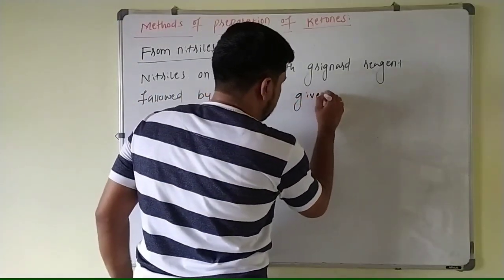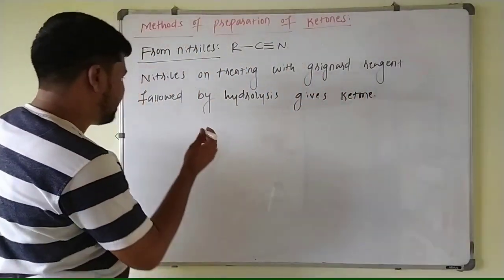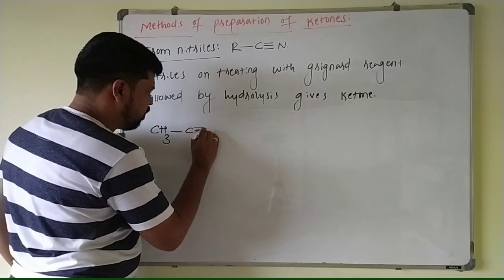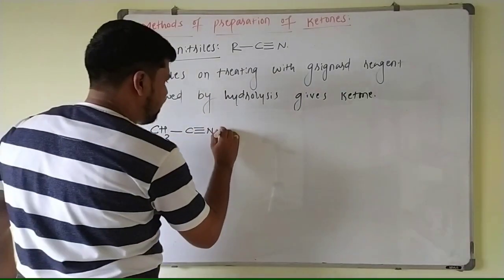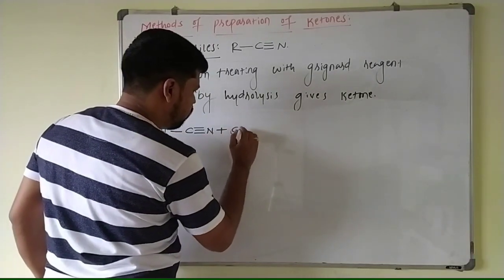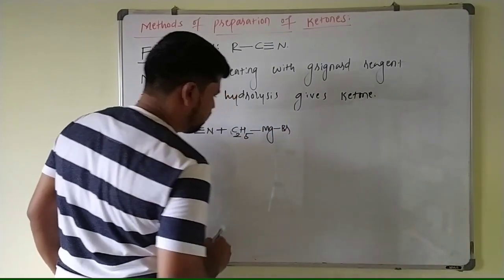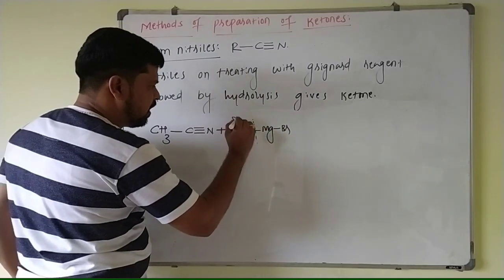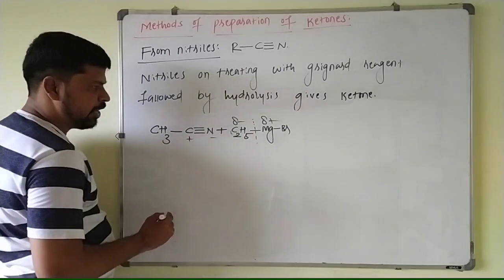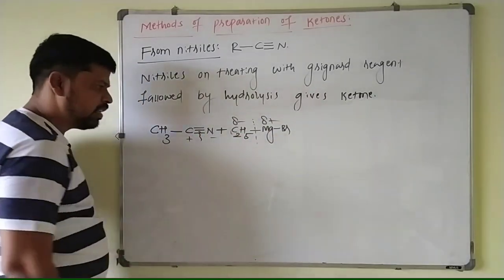Gives ketone. So for example, if I take CH3 C triple bond N, this on treating with Grignard reagent, that is ethyl magnesium bromide, in this one this ethyl group is partial negative part and this will be partial positive, and again carbon is electropositive, nitrogen is electronegative. This negative is added to the positive and positive is added to negative, during which you have to break this pi bond.